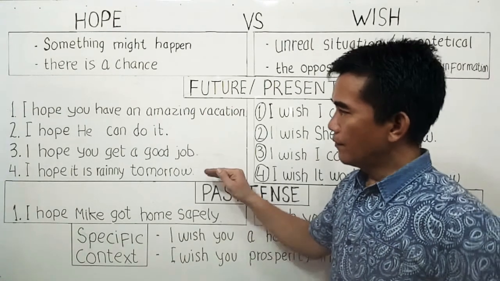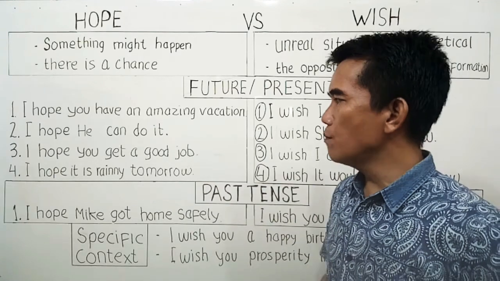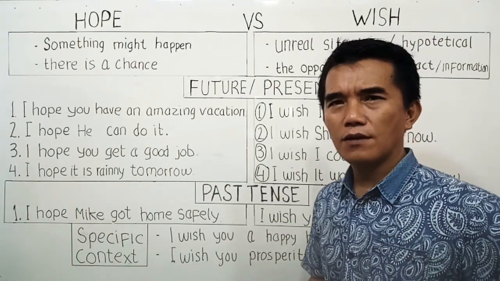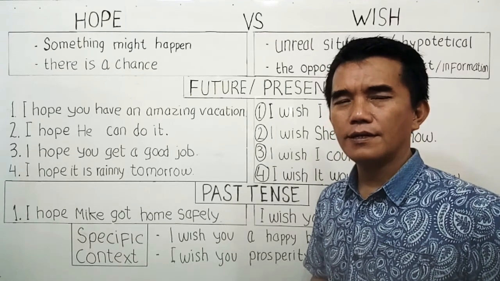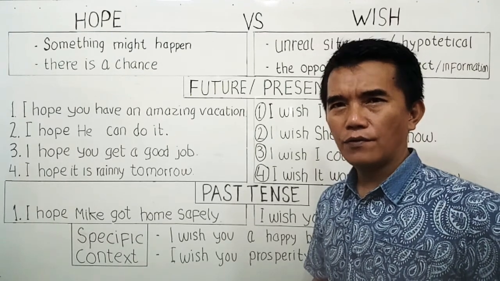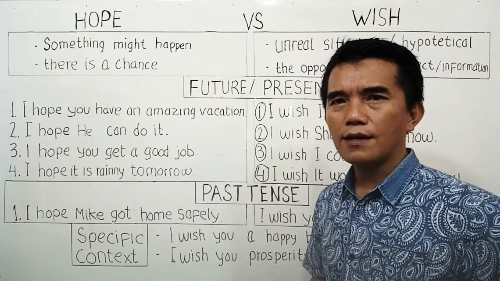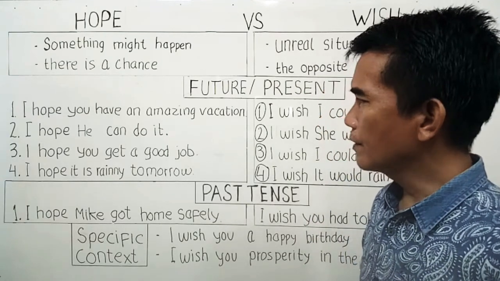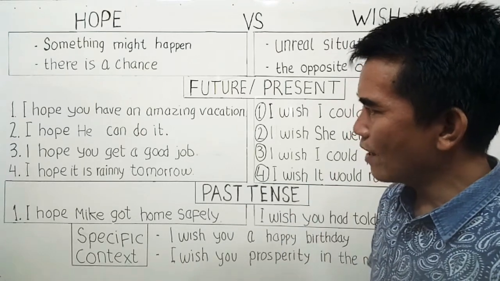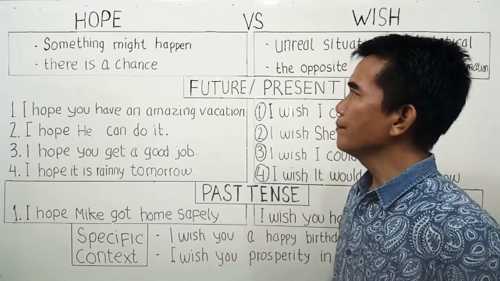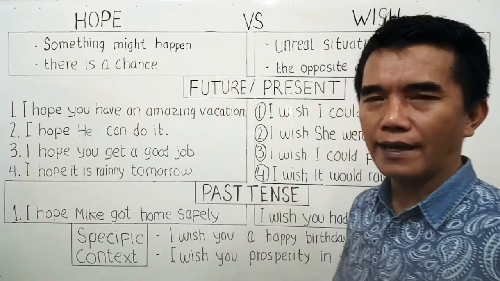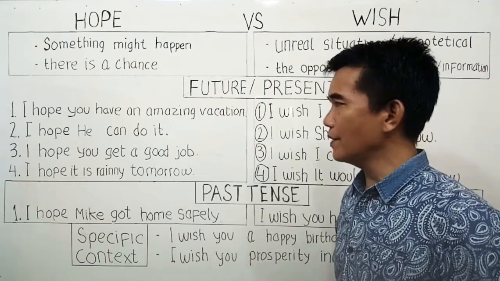For this sentence, when we say I hope it is rainy tomorrow, it means that we haven't got the information about the weather, or the weather forecaster hasn't informed us about the weather. So we can say I hope it is rainy tomorrow. It means that it might happen; there's a chance for it to happen.